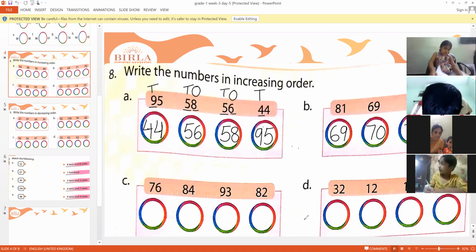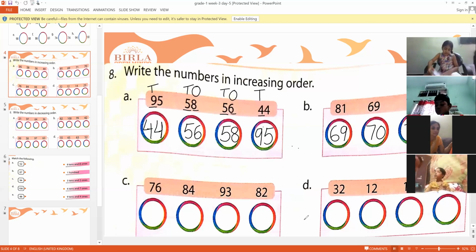Suryansh, tell me the answer for bit number C. Which is the smallest number? 76, 84, 93, 82.